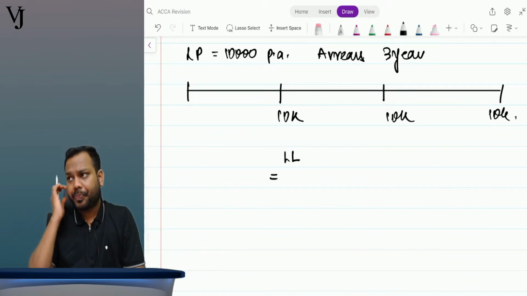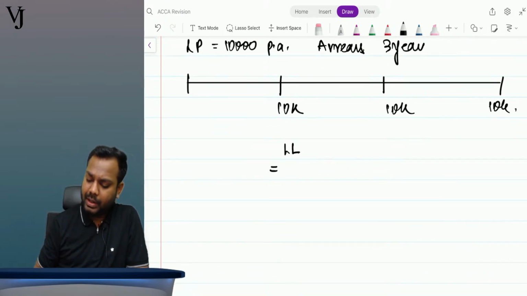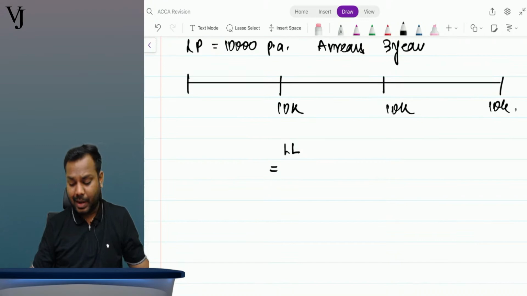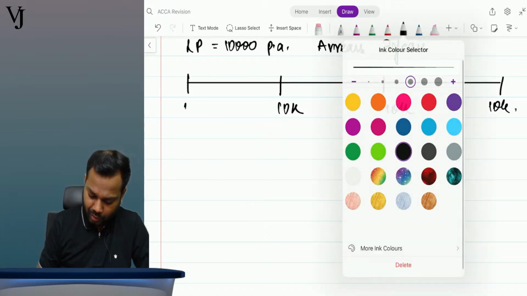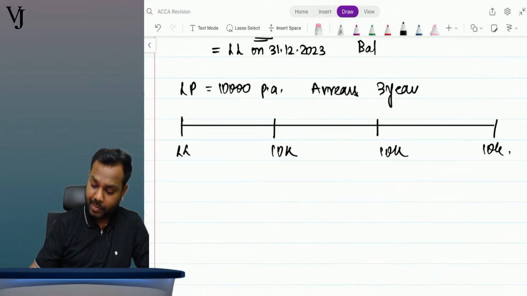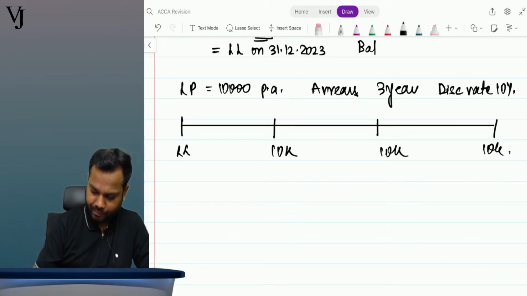Now, 10,000, 10,000. Can you calculate the lease liability on this date and tell me what is the amount of lease liability? Tell me. The discount rate is 10%. So 1.1 divided, GT, into 10,000, it is 24868.